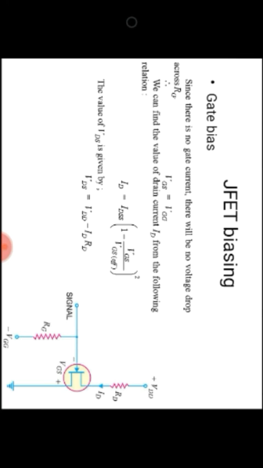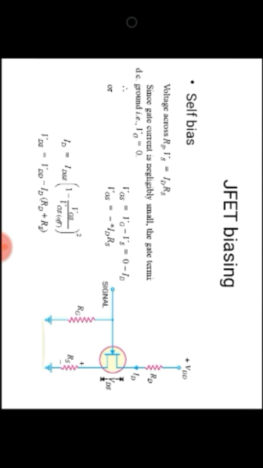Now the next is self bias. Why is it called self bias? Because as you can see in the figure, no voltage is provided at the gate terminal. Compared to the gate bias, here there is one more resistor RS at the source terminal. What is the purpose of this resistor RS? It is called the bias resistor. Why? Because the DC component of the drain current flowing through RS produces the desired bias voltage, and this voltage is given to the gate to source terminal.